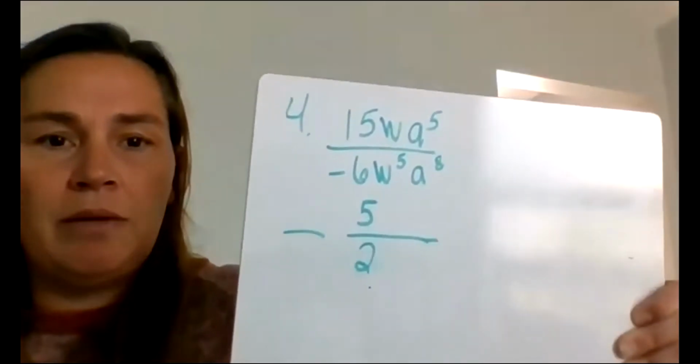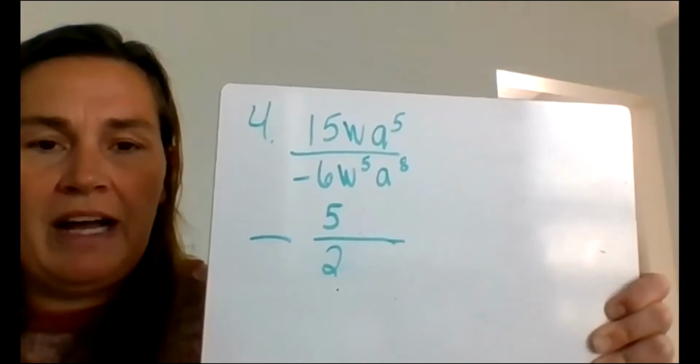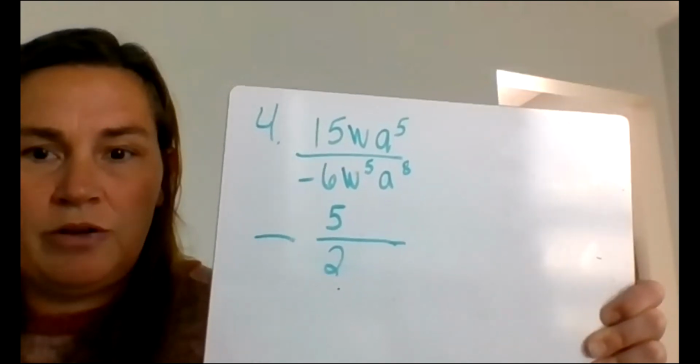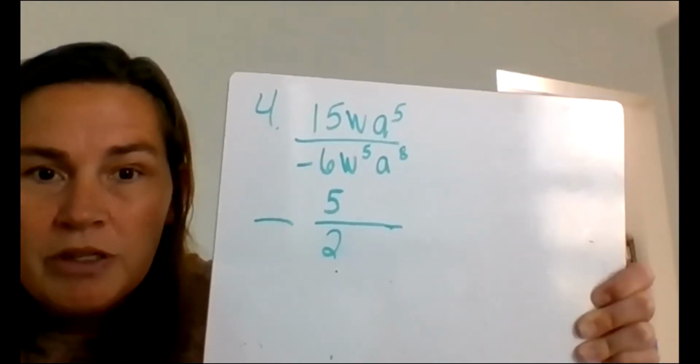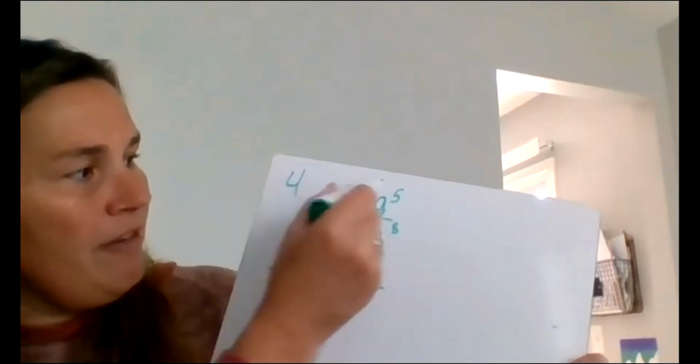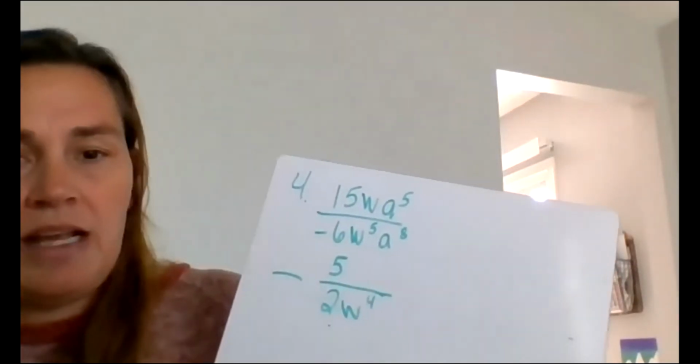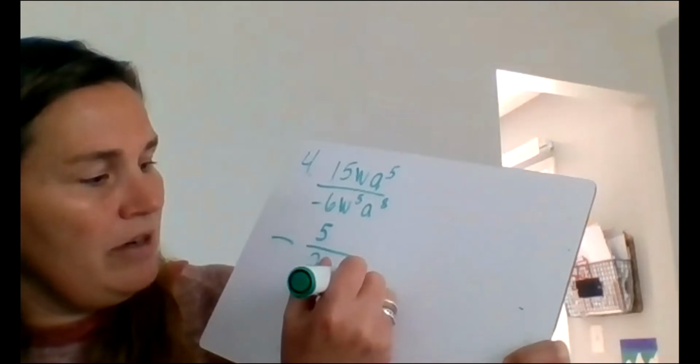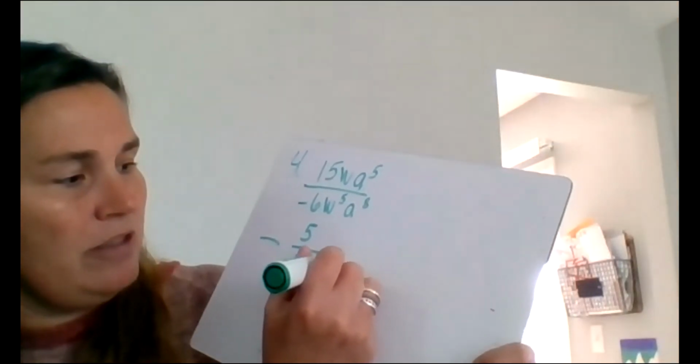So now I'm going to look at my w's. I have 1 w in the numerator, 5 in the denominator. So I'm going to subtract those. I need to leave that w where there are more of them. So it's w to the 4th. I have 5 a's in the numerator. I have 8 a's in the denominator. So in the denominator, I'm going to subtract them, and I have a to the 3rd.